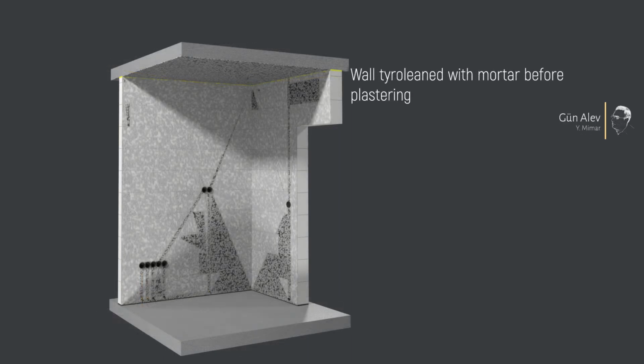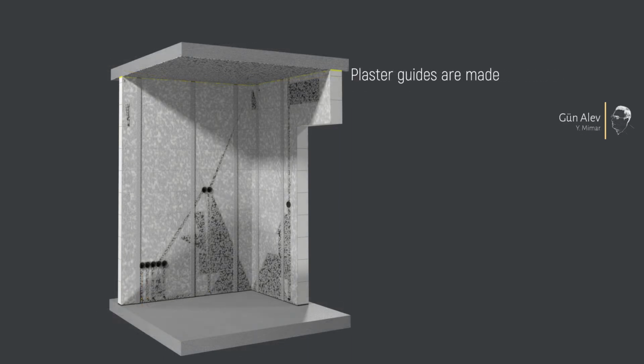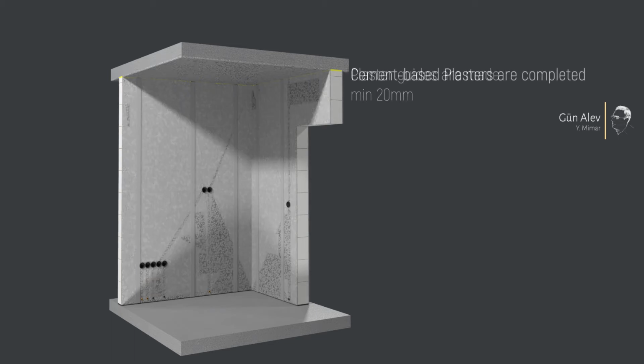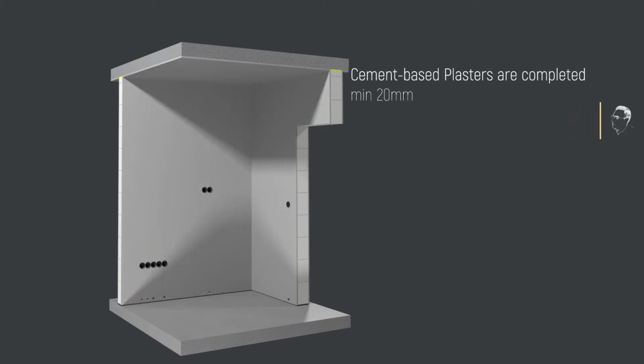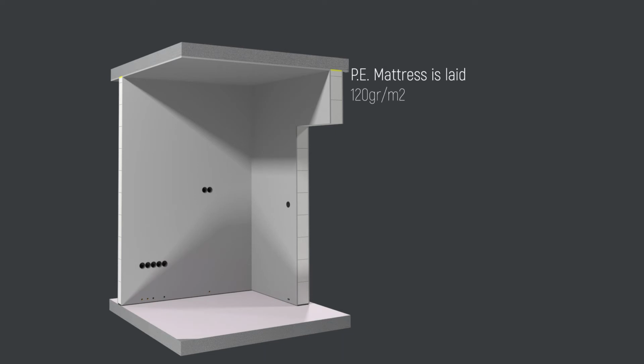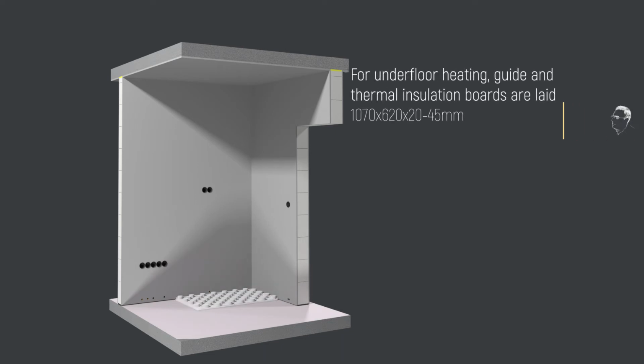Wall Tyroleaned with mortar. Guides are made. Plasters are completed. Polyethylene mattress is laid. Guide and thermal insulation boards are laid.